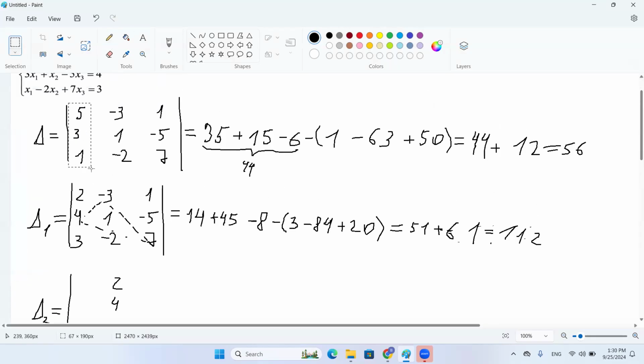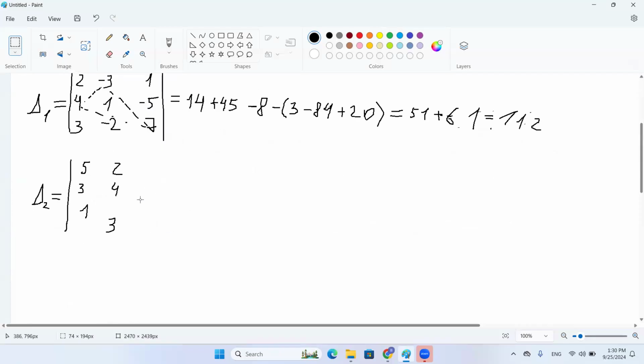Let's do it in a quicker way. So it's good that you remember that we need to. So which column must be replaced? And let's move this 3 here. Okay, and now let's calculate. So it will be 5 by 4 by 7, 140.